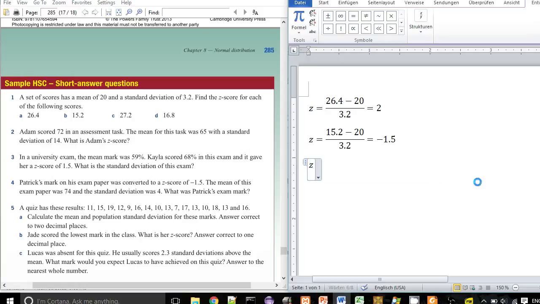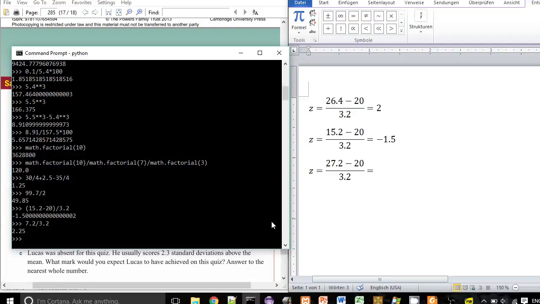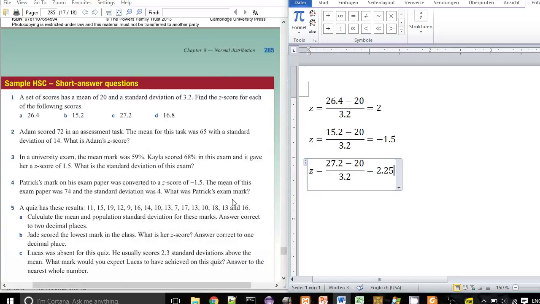Okay, we'll use the same formula. So 27.2 minus 20. Gotta do brackets, or else it'll get confused. Over 3.2. What does that equal? I'm just going to do 0.2. Okay, 2.25. So that was harder to tell. Hope this makes sense.